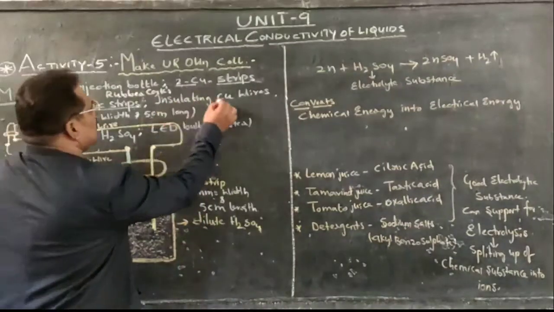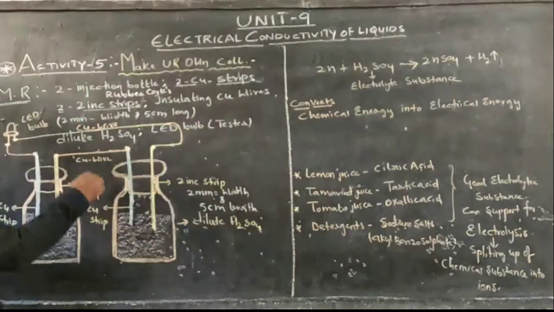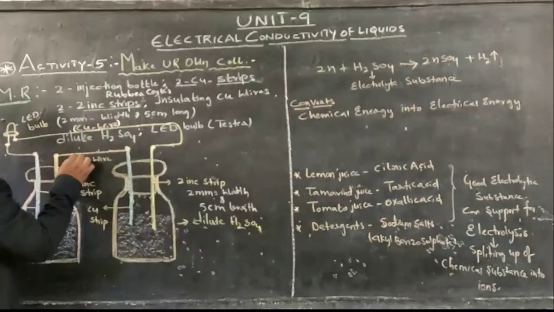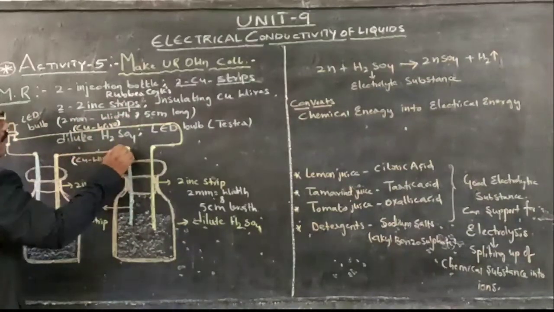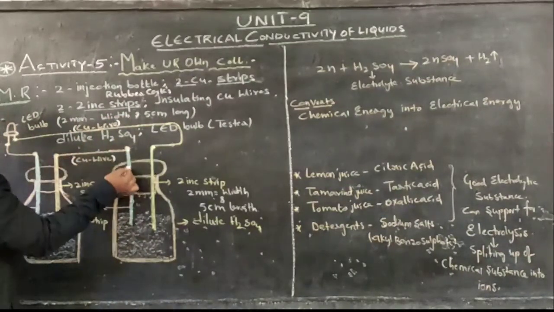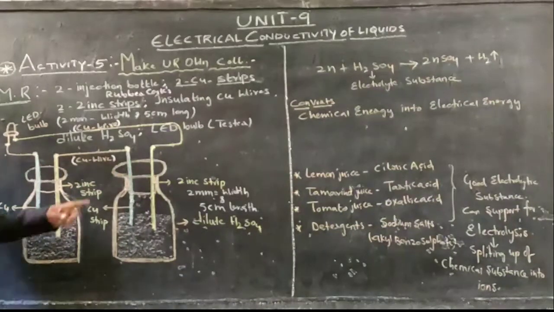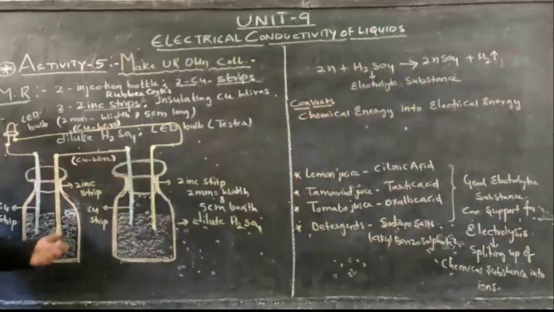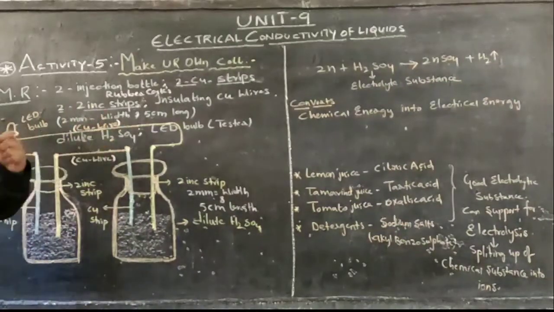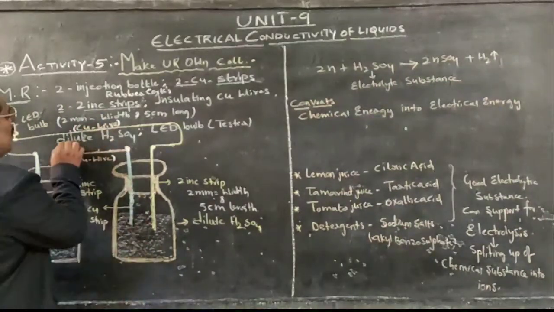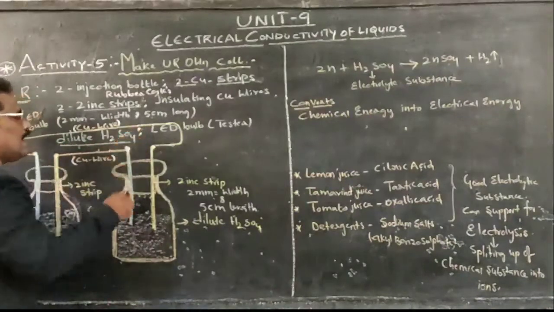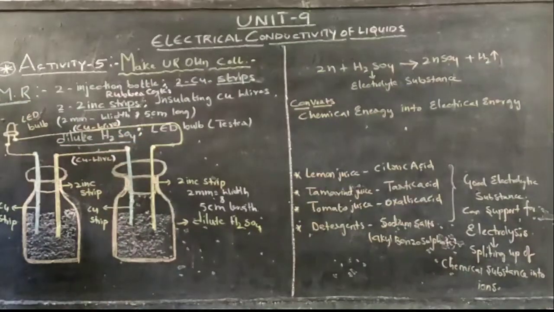Next is insulating copper wire. Here is the insulating copper wire, which is connected to the zinc strip as well as the copper strip. Insulating copper wires are taken there. Next is a chemical substance called dilute sulfuric acid.